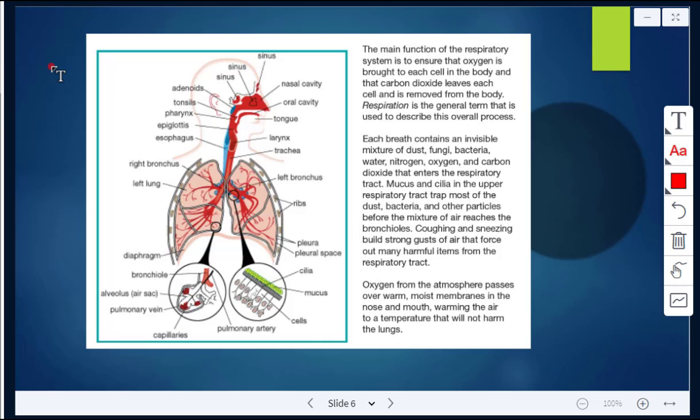So oxygen from the atmosphere will pass over warm, moist membranes in the nose and mouth, warming the air to a temperature that will not harm the lungs.